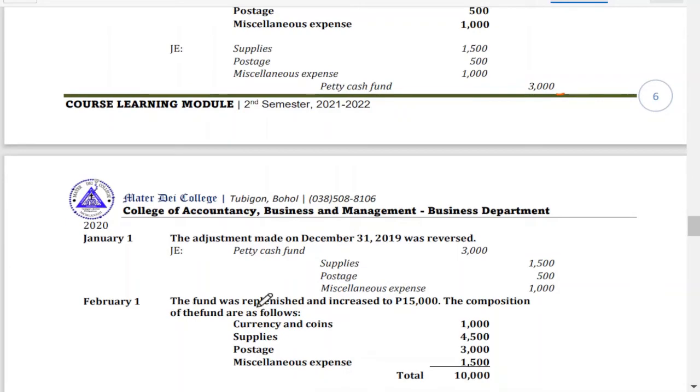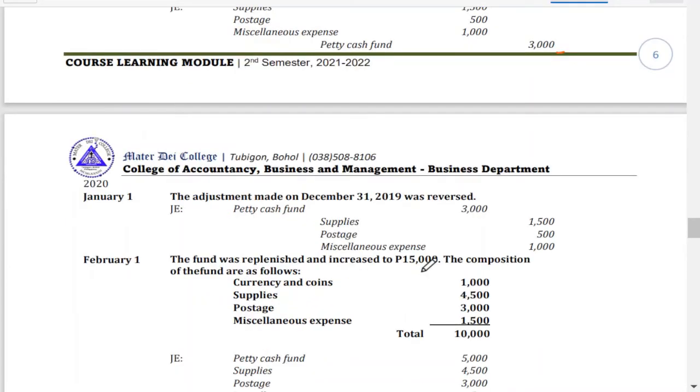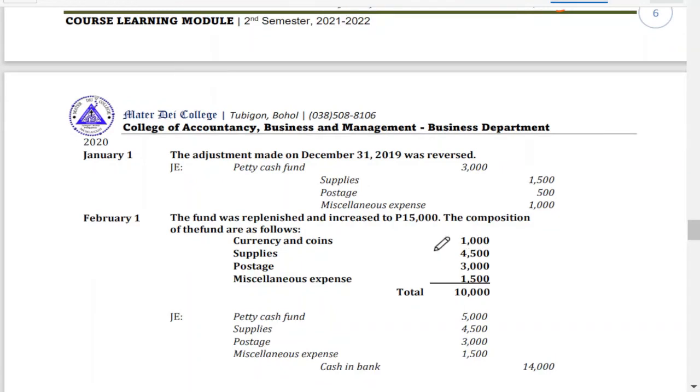Then, February 1, the fund was replenished and increased to 15,000. So, ito yung laman nung petty cash na box. So, may currency and coins 1,000, supplies, postage, and miscellaneous. Diba, i-replenish natin tong 9,000. Okay, 9,000. And then, we are going to increase the fund to 15,000.